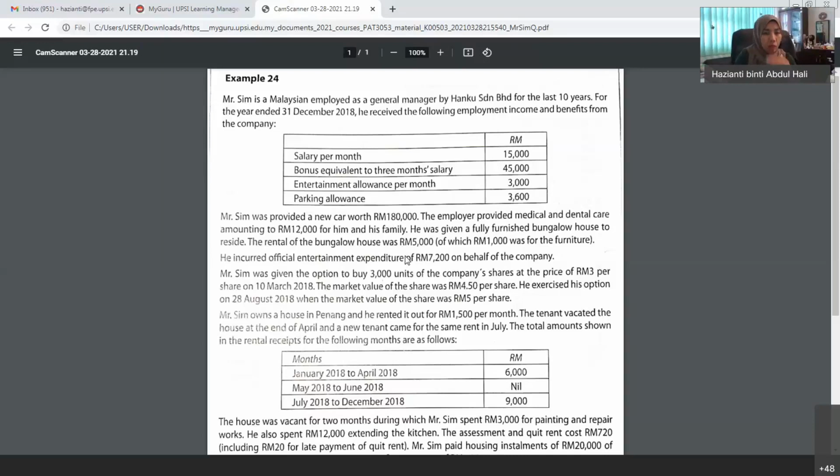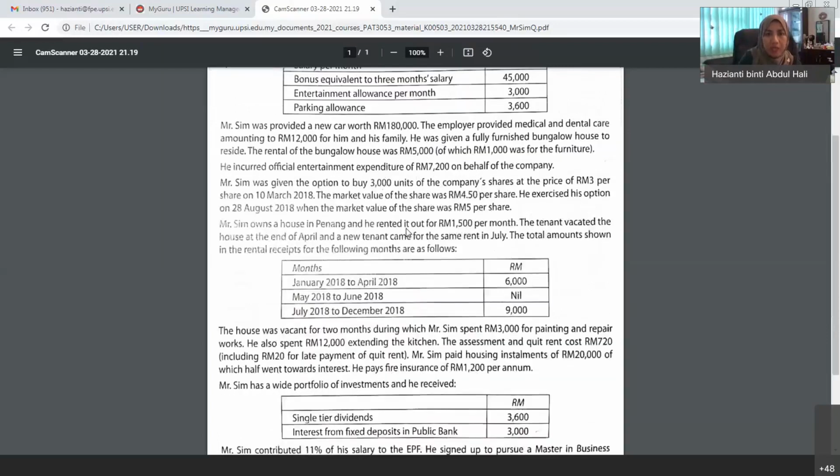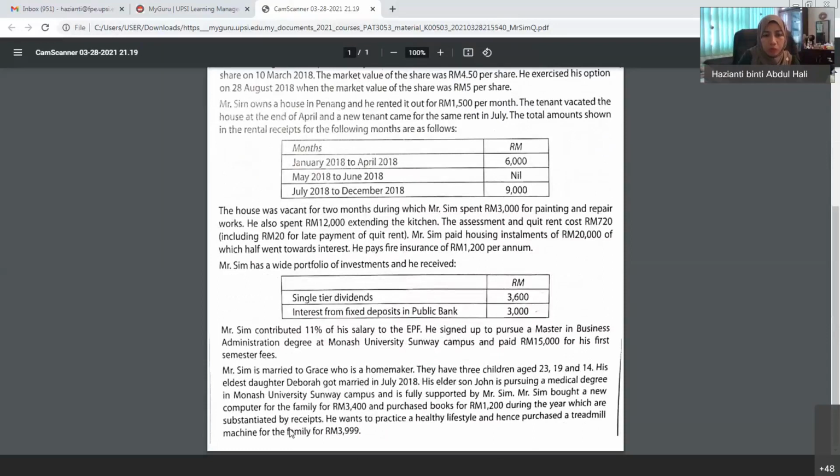But for this one saya nak tunjuk satu for Mr. Sim ni, it's already in your My Guru under your learning material. So we have here Mr. Sim with the employment income, all the benefits apa semua. It's a good question for you to try. But please I want you to exclude this last paragraph. Jangan buat apa-apa dengan paragraf yang lastnya. Take the information up to this only. Up to semester fees ni. So this final paragraph ni, this is actually related to personal relief. Nanti when we do the personal relief part, we'll come back to this question.